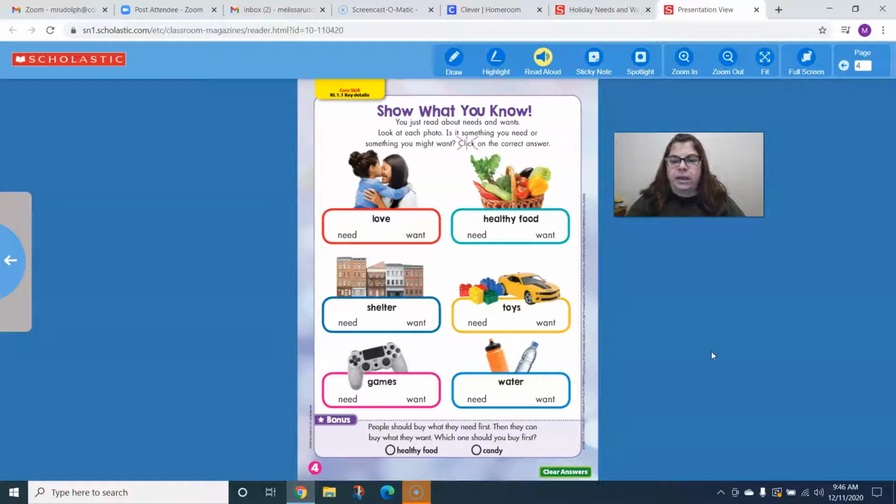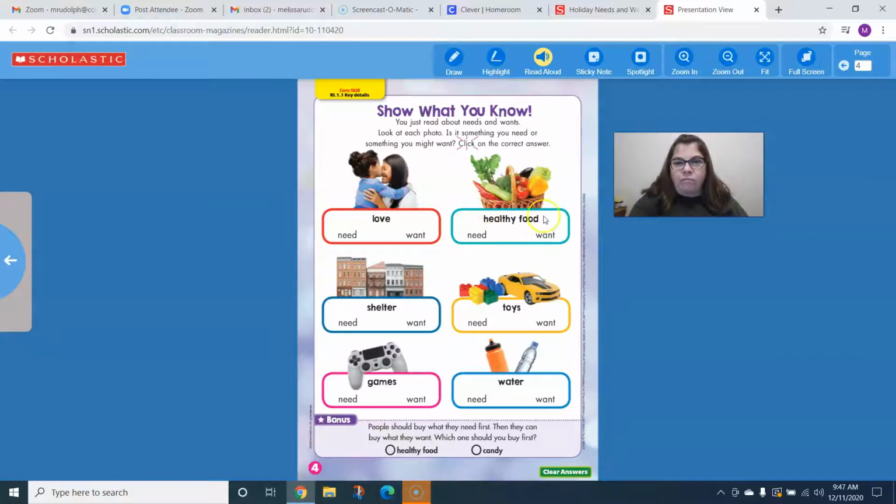Remember what a need is. Need is something you have to survive. And a want is something that you can live without, but it's nice to have. Okay, so let's look at this. This says love. Do we need it or do we want it? We need it, right? Yes, we need love to be able to survive.